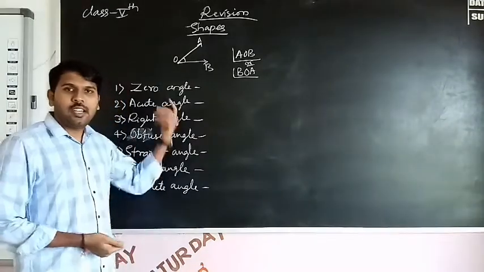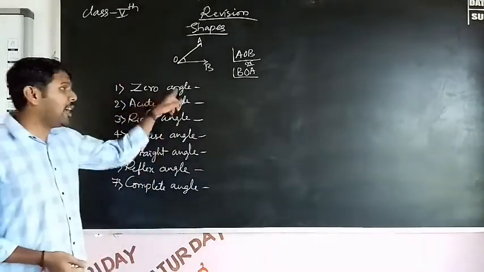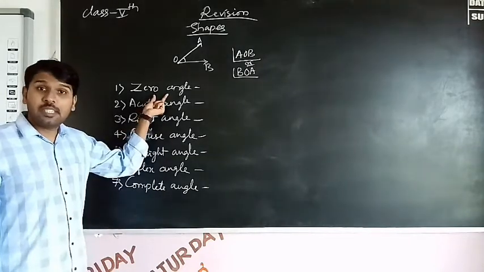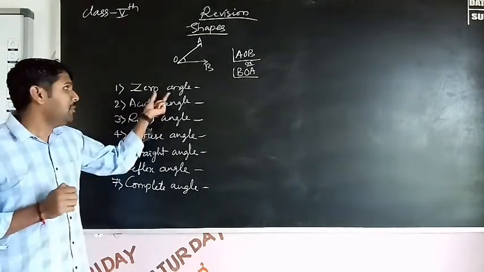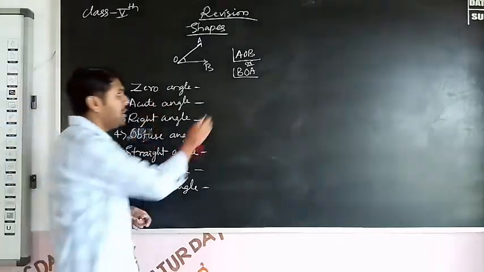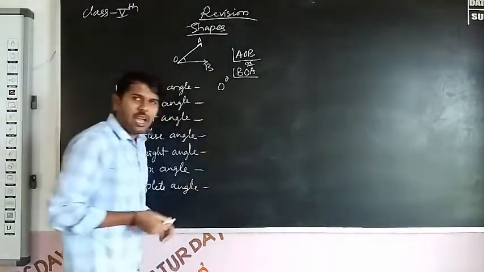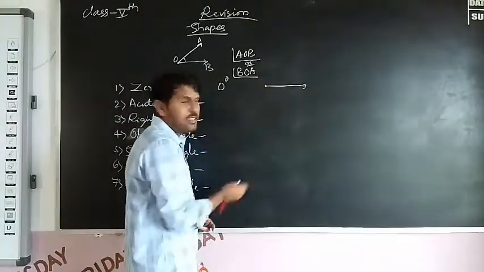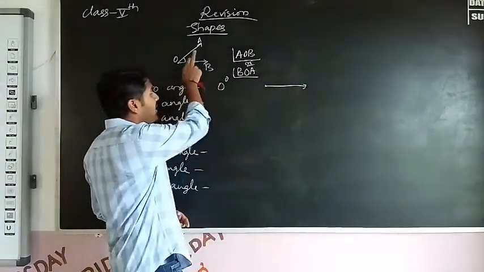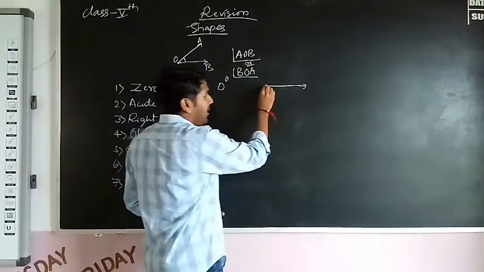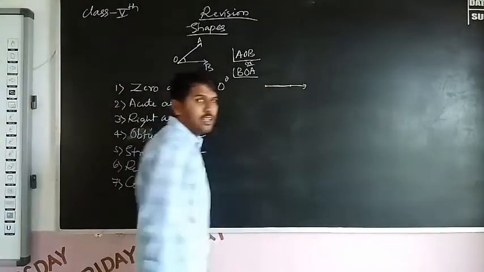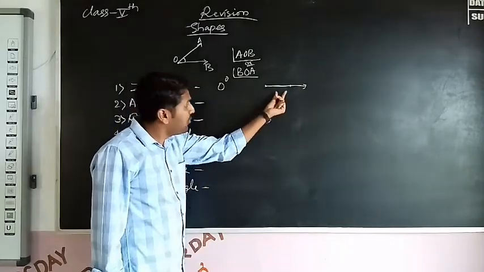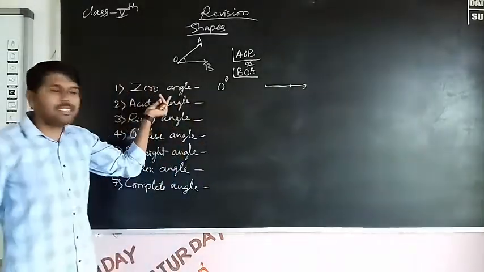So next, types of angles. Zero angle. What is the definition of zero angle? The measure of the angle must be 0 degree. So this one is zero angle. Here one ray is there. This is the initial ray and this one is the final ray. This one is again final. That means the final ray doesn't move any distance. That figure we call a zero angle.